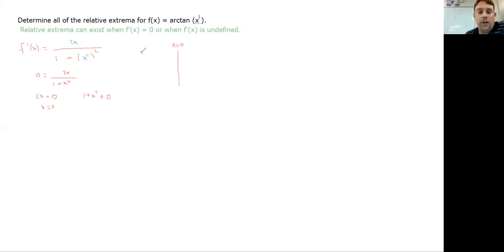So we pick values before and after it. If I plug in -1 here, I'm going to end up with a first derivative that's less than 0. If I plug in a 1 here, I end up with a first derivative that's greater than 0. So all of a sudden, friends, I have a relative min at x equals 0.